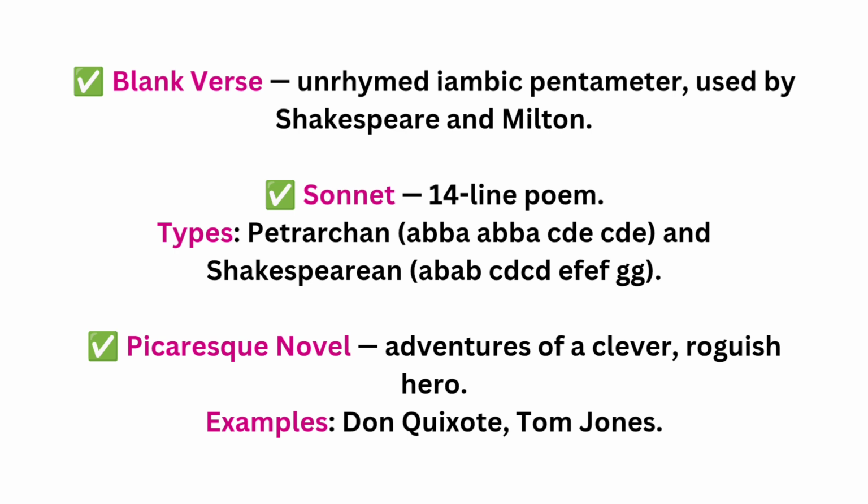Second is sonnet, a 14-line stanza poem. Types: Petrarchan, whose rhyme scheme is ABBA ABBA CDE CDE, and Shakespearean, whose rhyme scheme is ABAB CDCD EFEF GG.